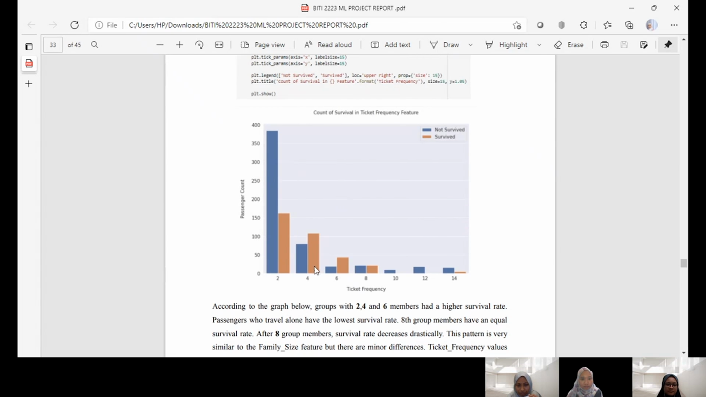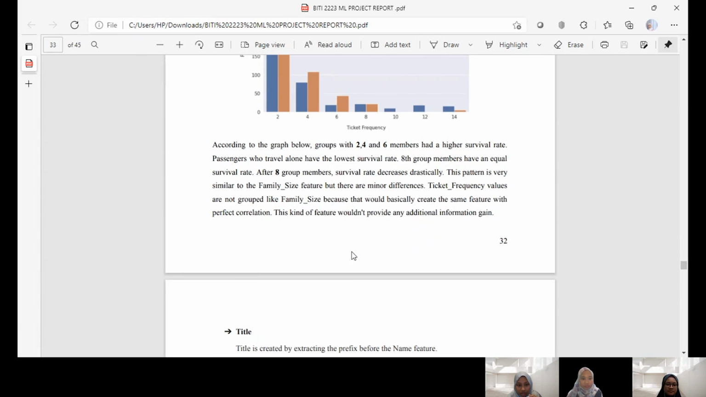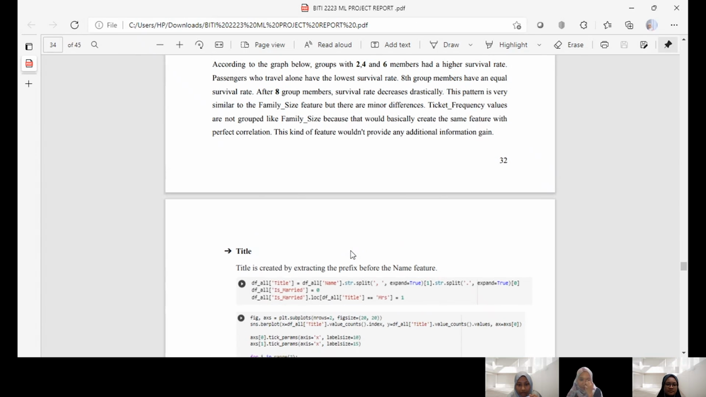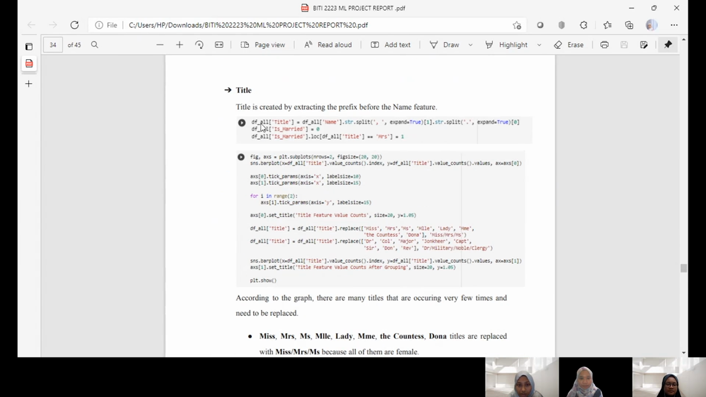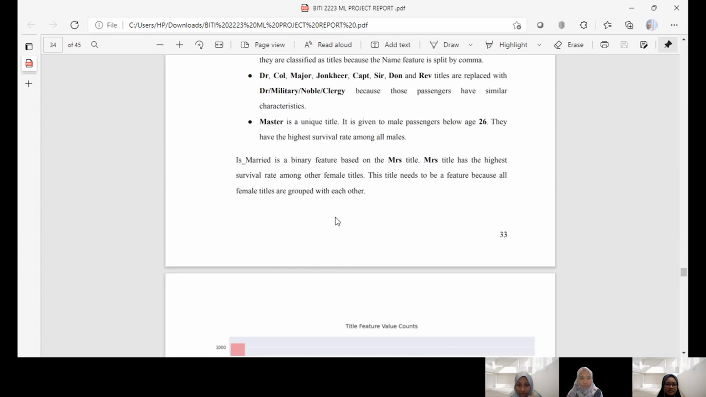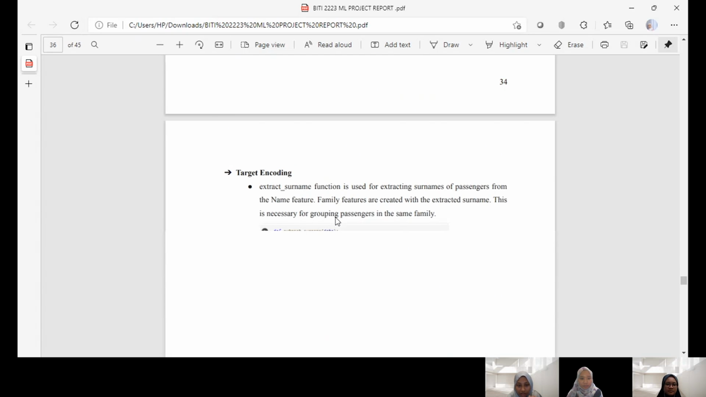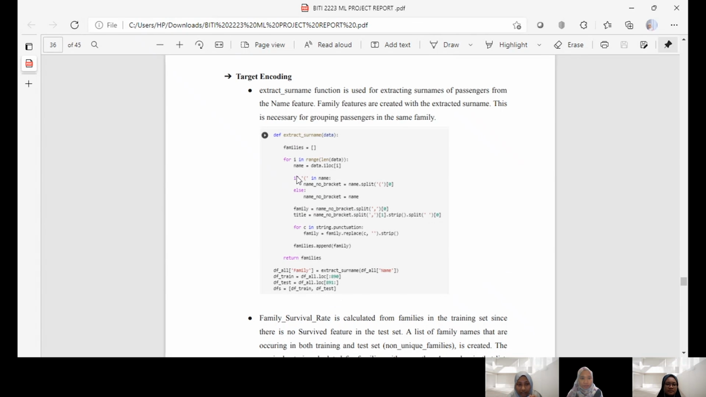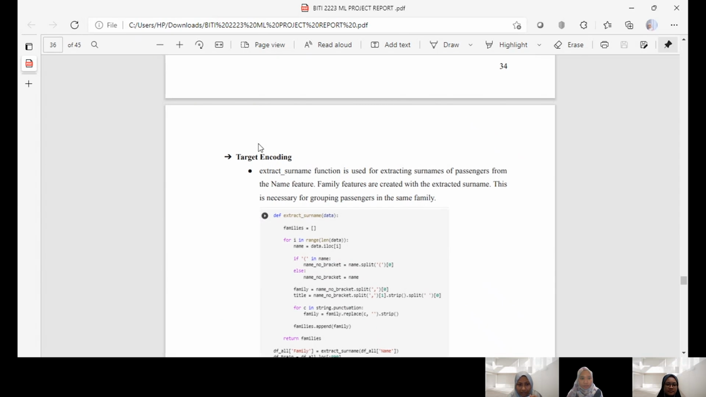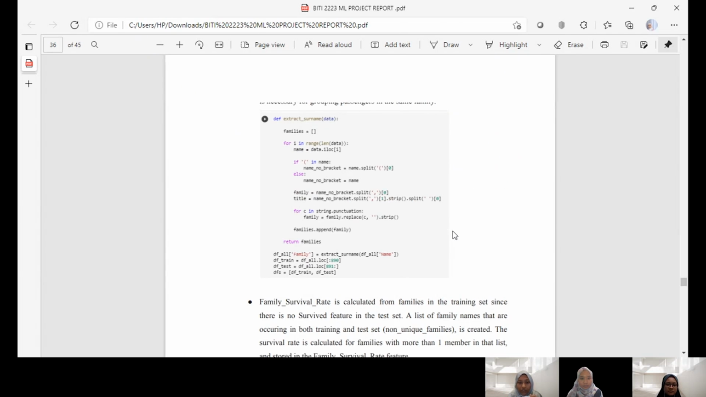And then we have title. The title is created by extracting the prefix from the name feature. Based on the graph, there are many titles occurring. And then next we have target encoding. In target encoding, we extract the surname of passengers from the name feature. And then the family features are created with the extracted surnames.